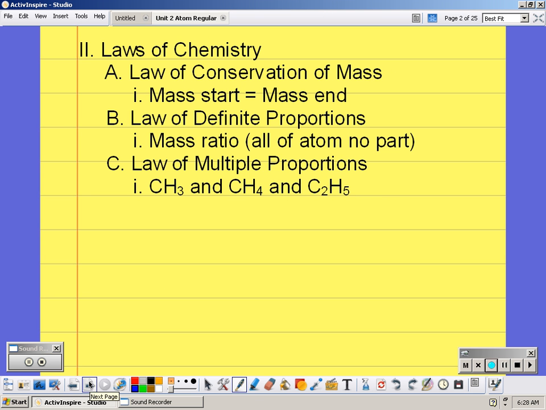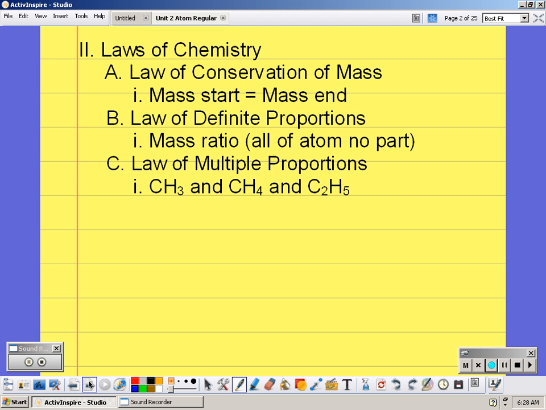There are 3 laws of chemistry. The first one is the law of conservation of mass, and that just means the mass that you start with has to equal the mass that you end with. So if you start with 10 grams of reactants, you have to end with 10 grams of products. It doesn't matter that they're not the same substance.